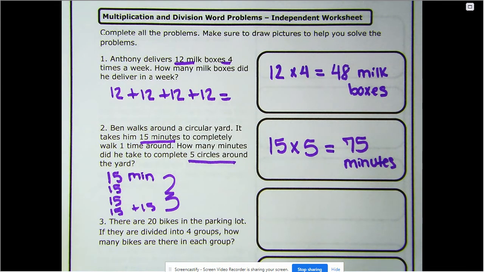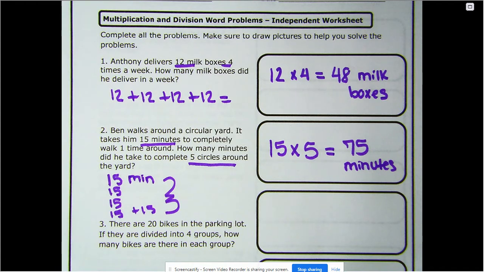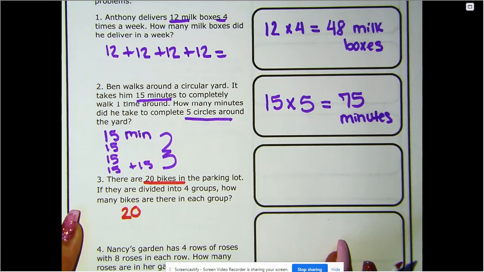Okay. Number 3, there are 20 bikes in the parking lot and they are divided into 4 groups. So they already give you the total. They give you the total of 20 bikes and then they're splitting that 20 up into 4 different groups. So if you have your total, which is 20, and then you split that evenly into 4 groups, you would have group 1, group 2, group 3, and group 4.